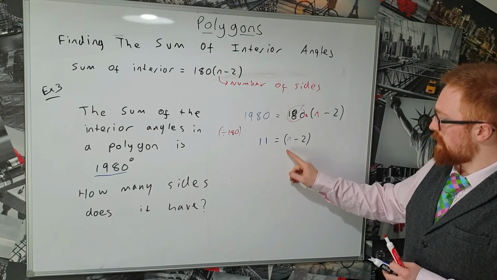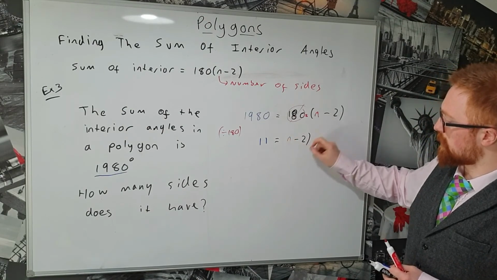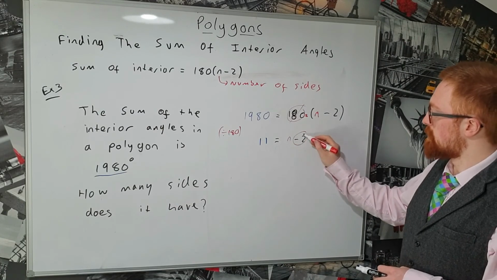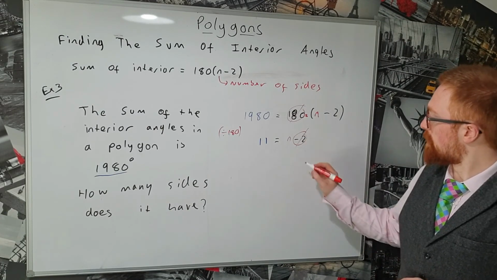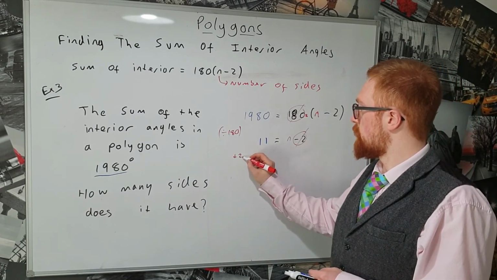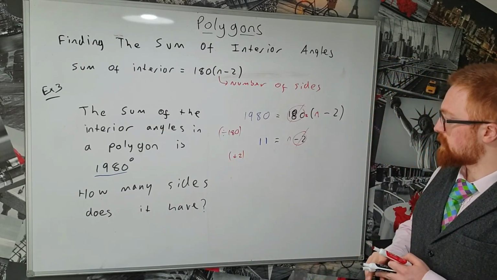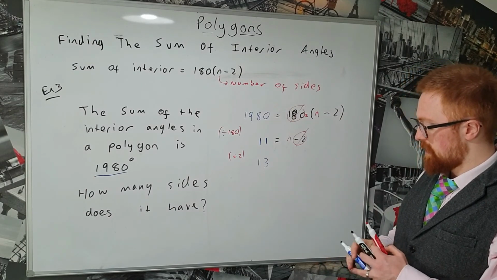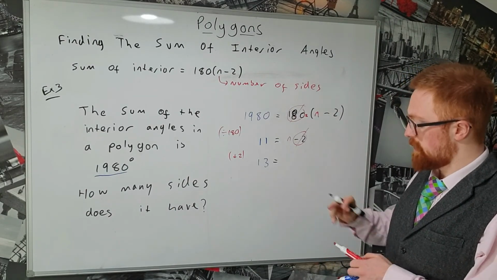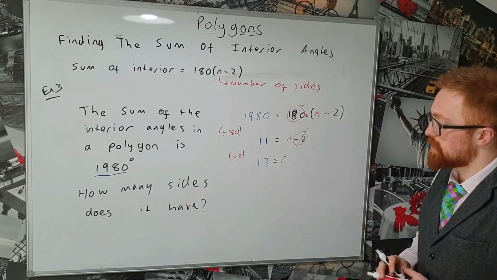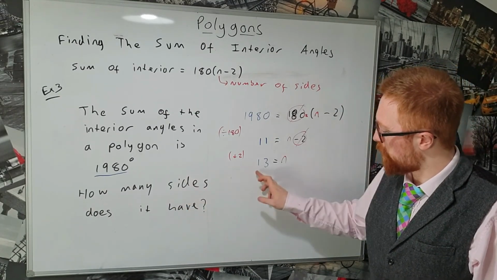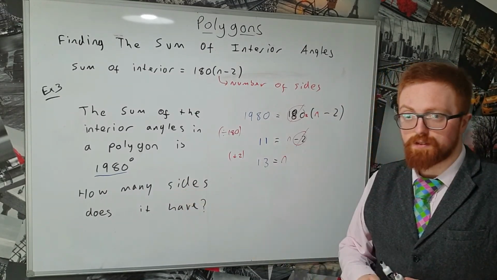Okay, so our next step, well, we don't really need these brackets anymore because it's not being times by anything. So we need to get rid of this minus 2. Now the opposite of that minus 2 is plus 2. So I'm going to add 2 to both sides. 11 plus 2 is 13. And that is equal to n. So remember, we've got to put these things back into context. So that means we have 13 sides to our polygon.